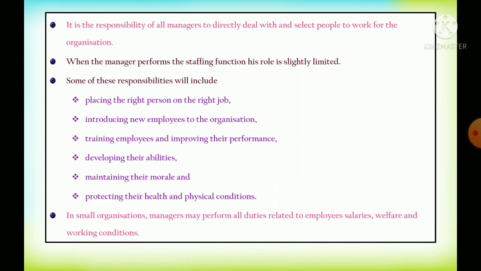So in a small organization, managers may perform all the duties related to the employees, that is salaries, welfare and working conditions. Everything will be managed by only one single manager who looks after each and every activity, that is sanctioning the salaries and checking the welfare of the working condition, whether it is a good environment or not, whether proper equipment is there or not, whether good materials are being used or not. Everything will be checked by the manager.